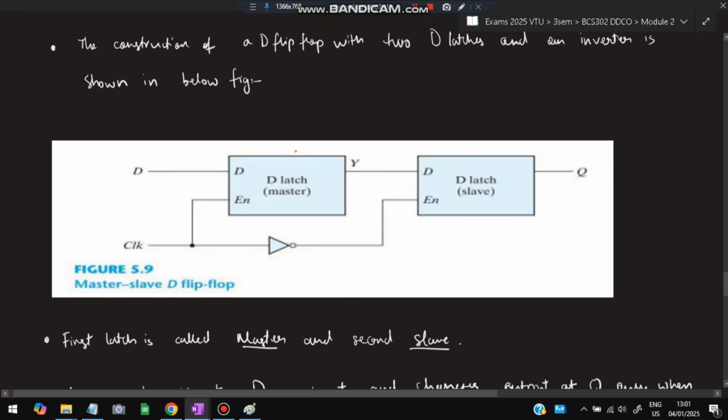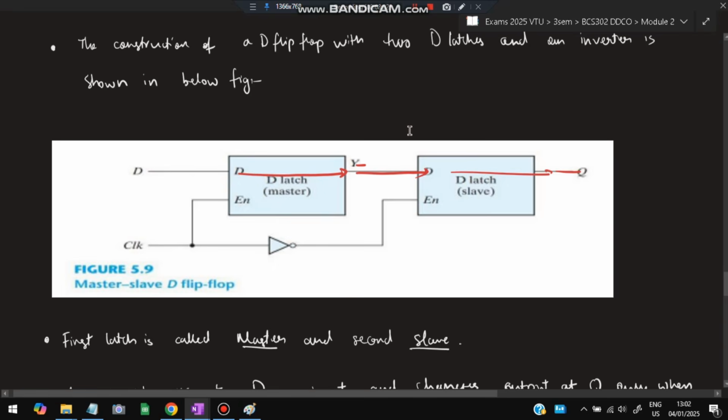In this diagram, there is a D latch here and another D latch here. And a D latch, as I told you, holds the output, right? Now, here we have the input. D is the input. I can pass 1 or 0 inside the D, and this D will pass it to Y, and Y will pass it here, and this will pass it to Q.